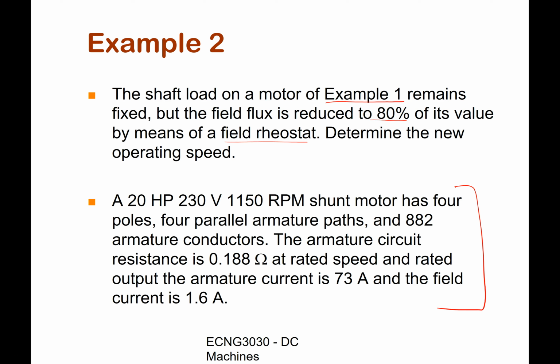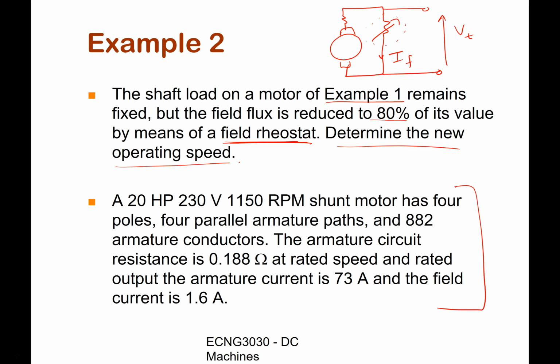So if you remember, this is a shunt configuration. So here we have VT, and this is the field current IF, and by controlling this resistor we control the field current. So that's all the field rheostat is. You simply have a variable resistor in the field path so you can control the current going through it. And we want to determine the new operating speed.